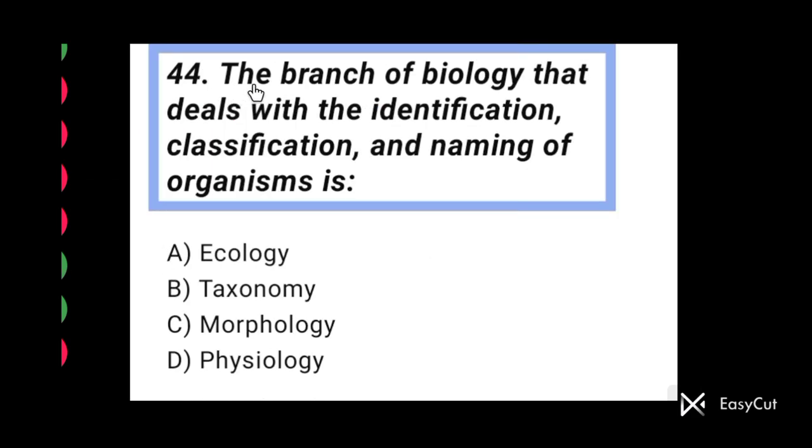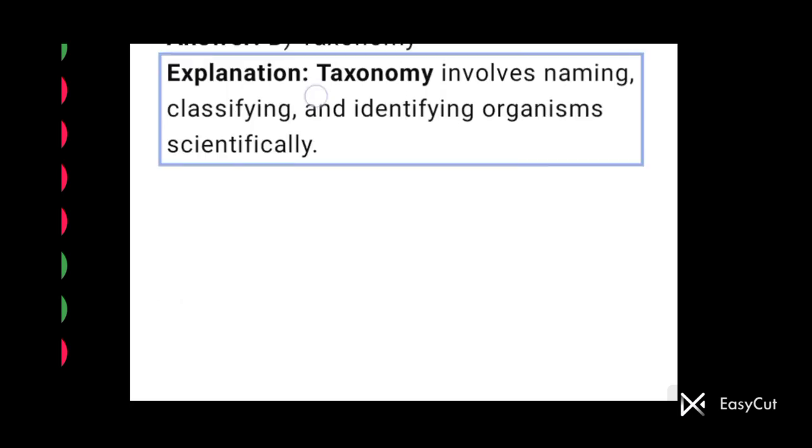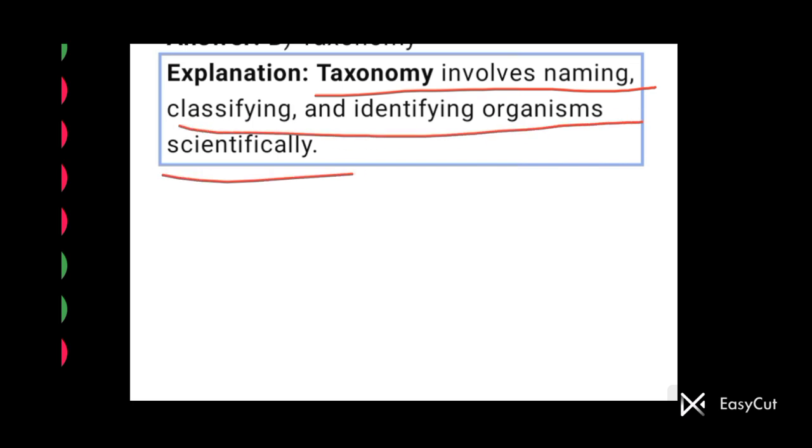Question number 44. The branch of biology that deals with the identification, classification and naming of organisms. Answer is option B, taxonomy. Taxonomy involves naming, classifying and identifying organisms scientifically.